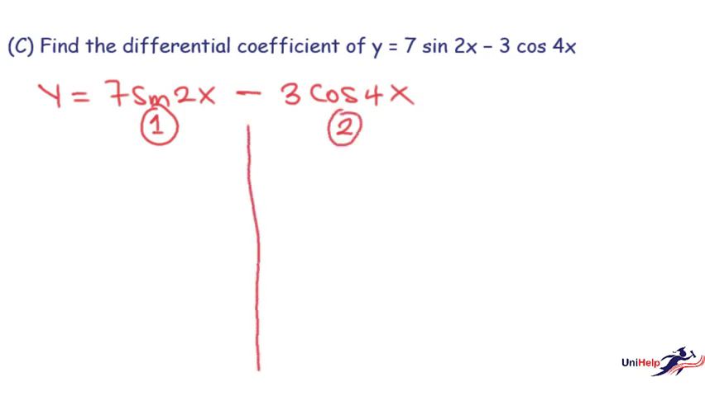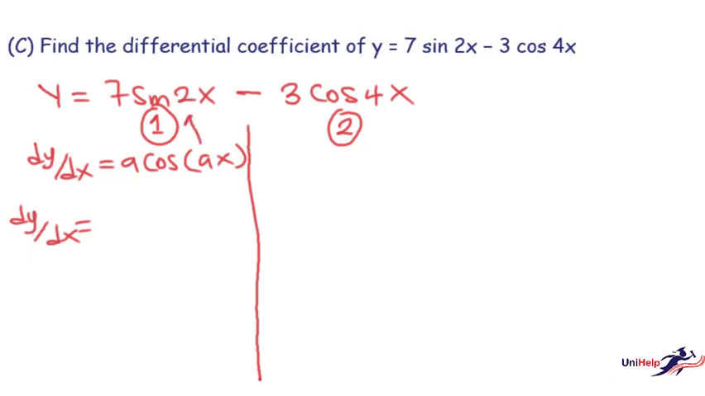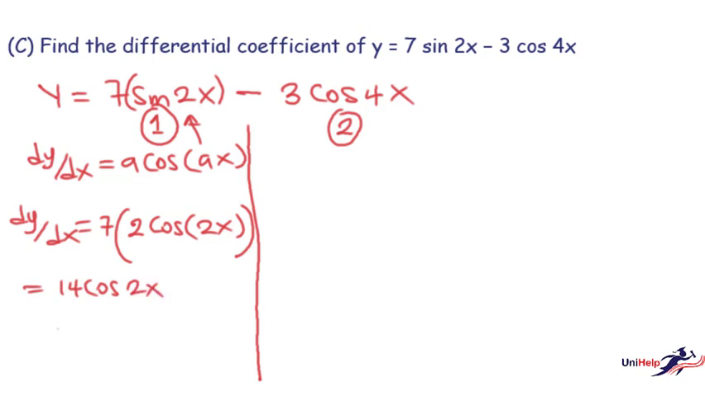them separately. The first part is a sine function, and recall that the derivative of a sine function, which in this case would be dy over dx, because we are differentiating y with respect to x, would be given as a cos ax, which for this problem, a is 2, and we also need to respect the coefficient outside, which is 7. So 7 into brackets, then we differentiate the function, 2 cos 2x, which is equal to 7 times 2, 14 cos 2x, which could also be written as 14 cos 2x.